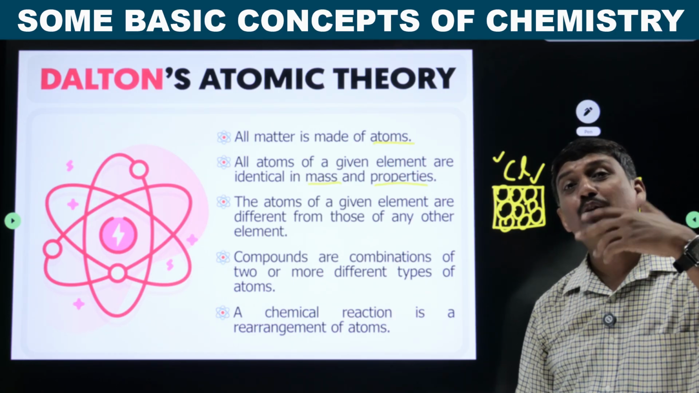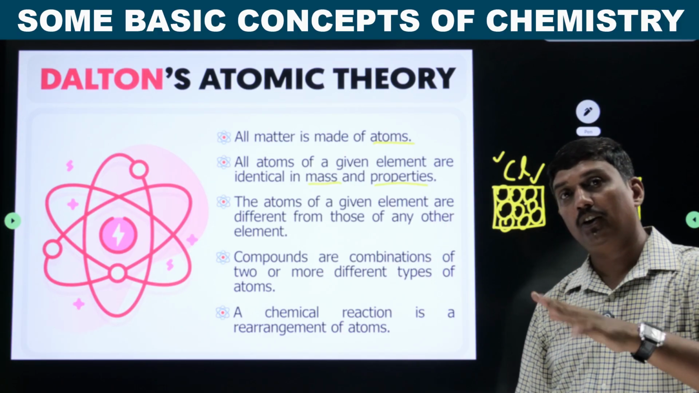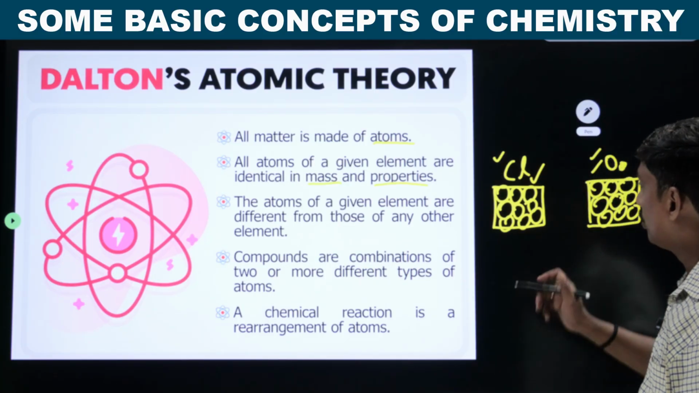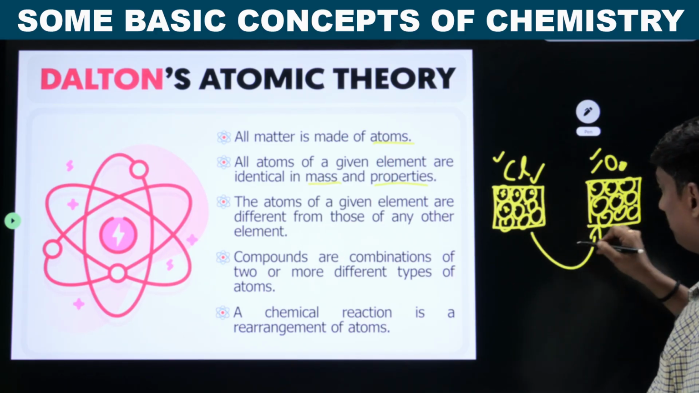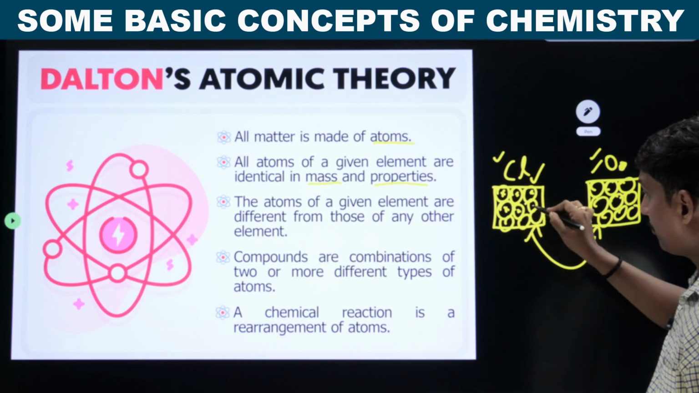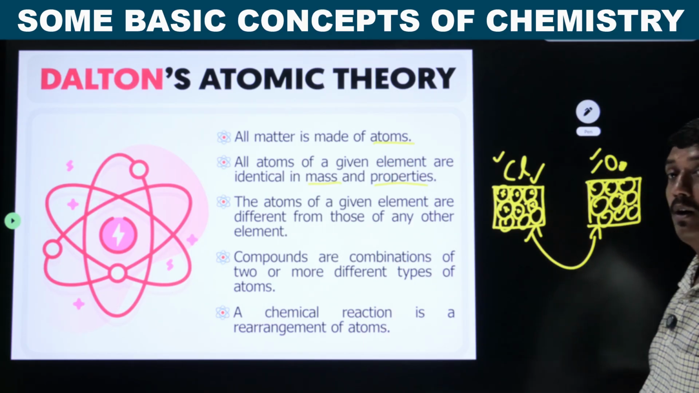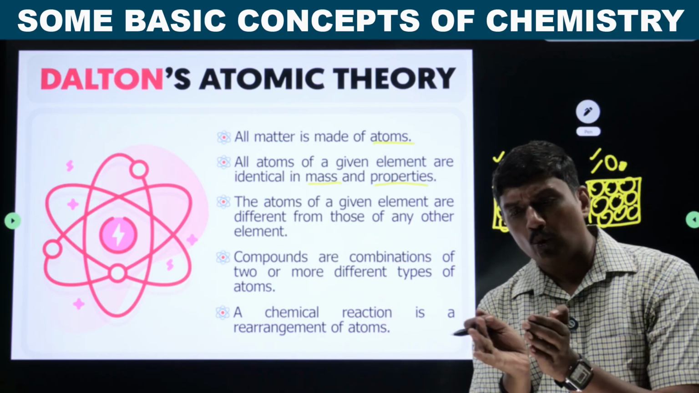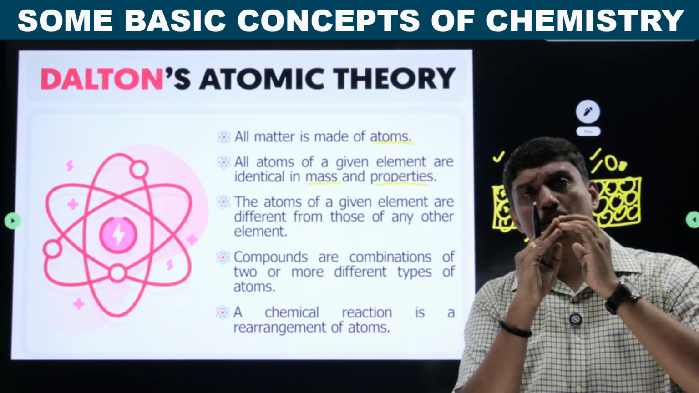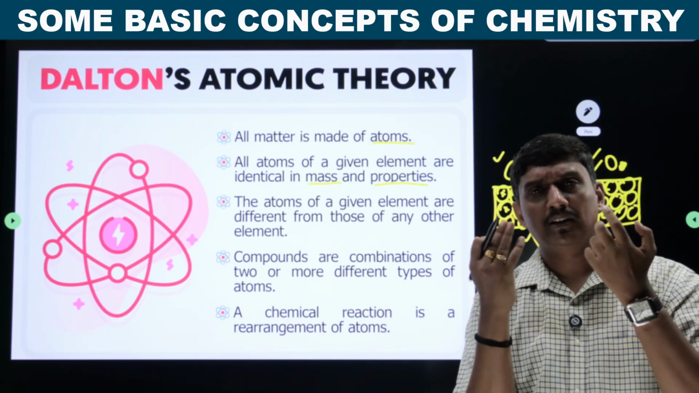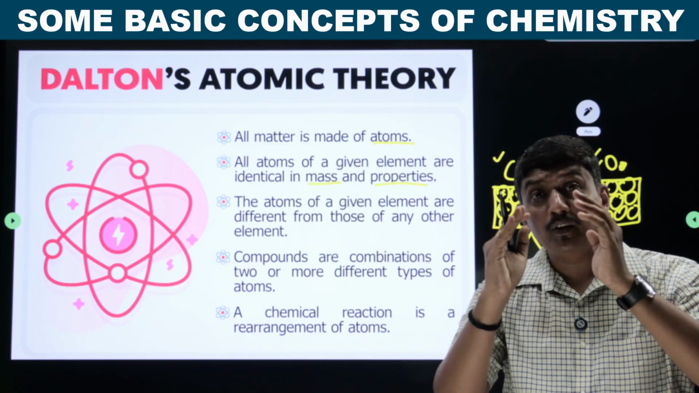It shows difference in the property. The difference in the property between chlorine and oxygen element is due to difference in structure of atom. Both are atoms, no doubt, but the structure of an atom of chlorine is not the same as the structure of an atom of oxygen. Whatever chlorine atoms you take, they are identical. You take a chlorine atom from different sources, NaCl, KCl, HCl. Chlorine means the structure of that chlorine atom is fixed.